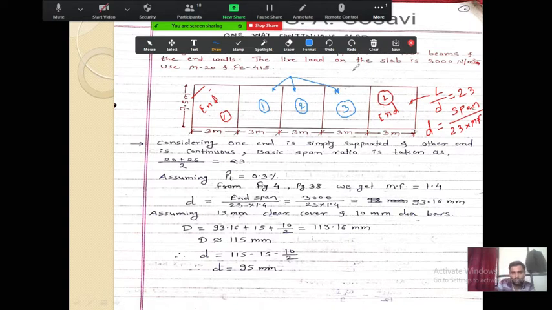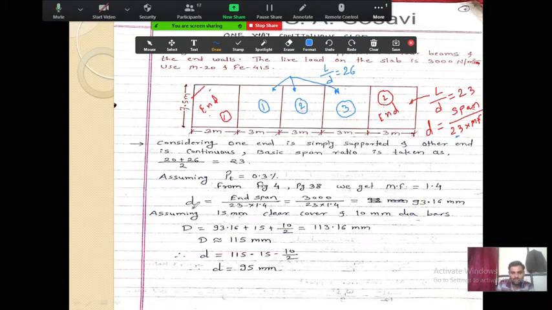Then for the intermediate span, the L by D ratio is taken as 26. So here instead of 23, you should replace the term by 26. That is the only change. The rest of the steps will remain the same. There is no difference in other steps. Here D is equal to end span divided by 23 into modification factor, for this case, the end panels.